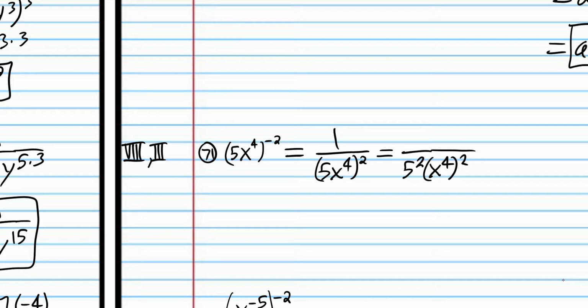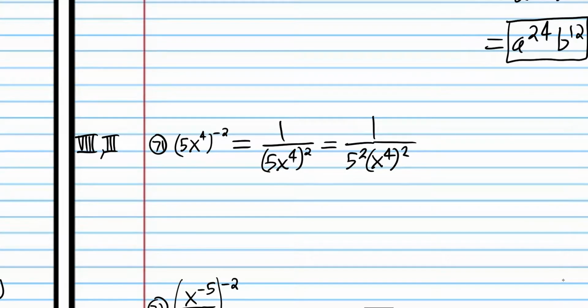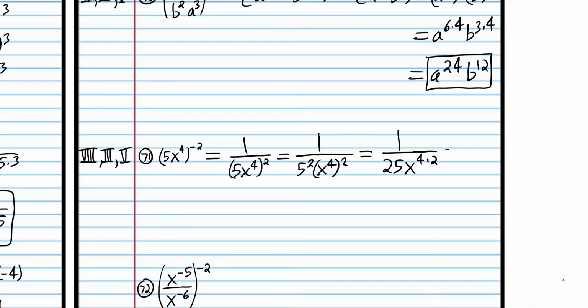Take the first number in the product, raise it to that power, and then multiply that by the second number in the product raised to that power. 5 to the 2nd power is 25, and we have a power raised to another power, so we're going to have to use rule number 5. So we get 1 over 25x to the 8th power.